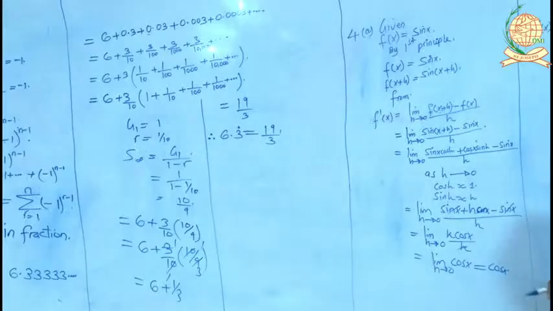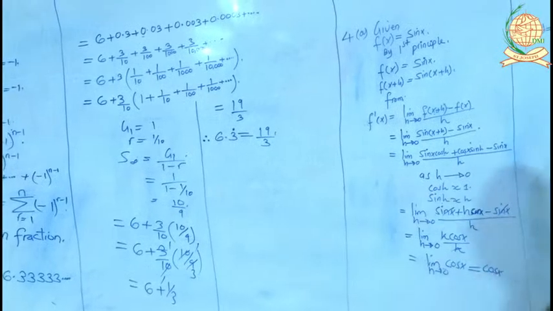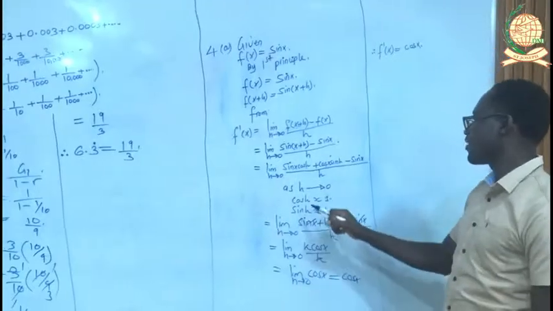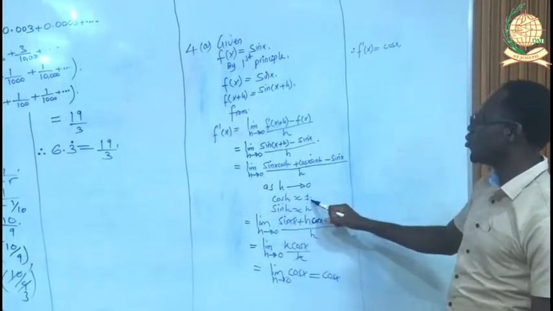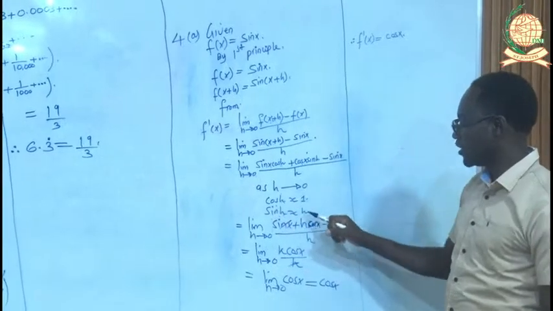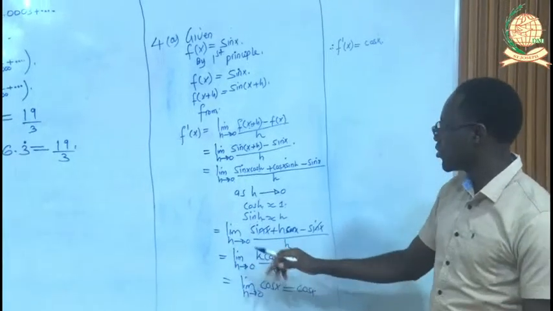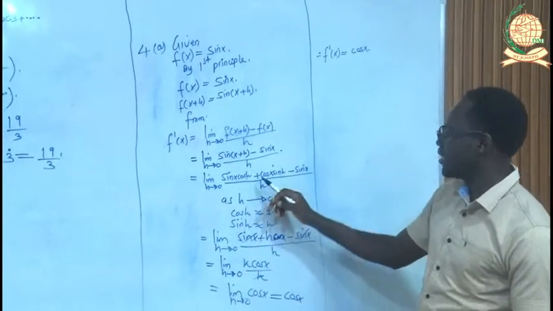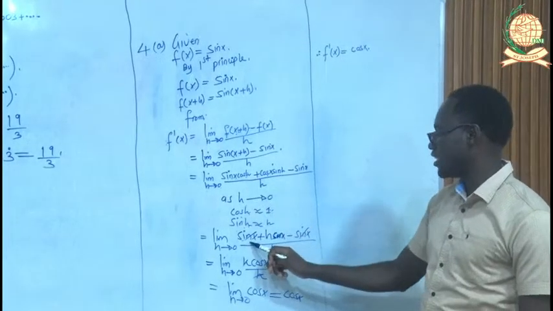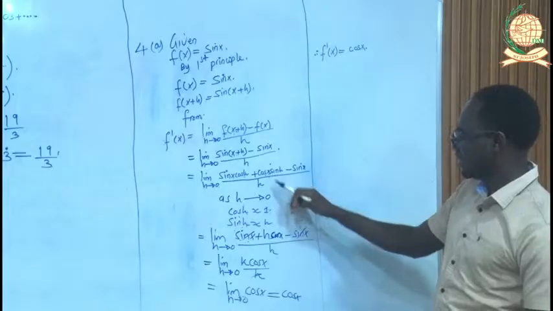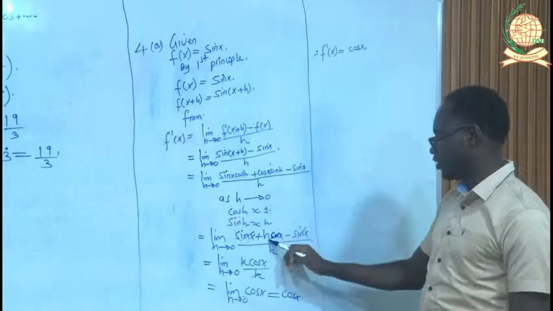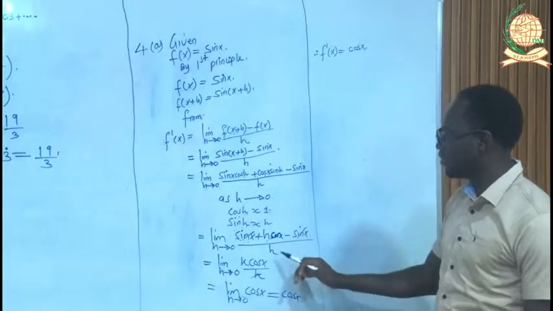If you remember from the trigonometric function, this is a compound angle: sine x cos h plus cos x sine h, then minus sine x, divided by h. Small angle approximation: as h goes to 0, cos of h is approximated to 1, and sine of h is approximated to h. Then if you substitute there, we remain with the limit as h goes to 0 of sine x times cos h, which is 1, so sine x, plus cos x times sine h, which is equal to h, then minus sine x divided by h.